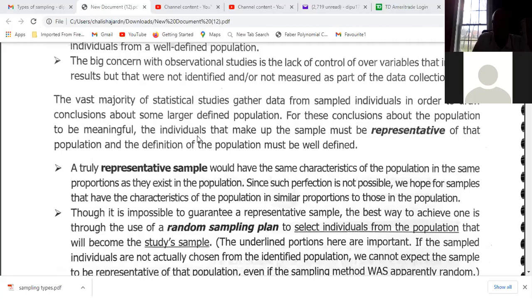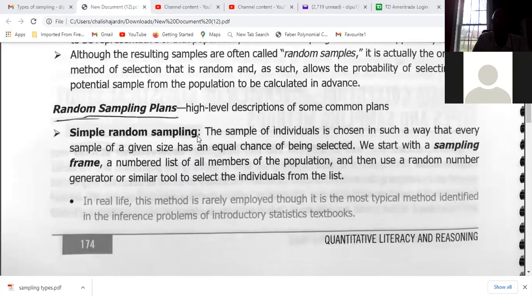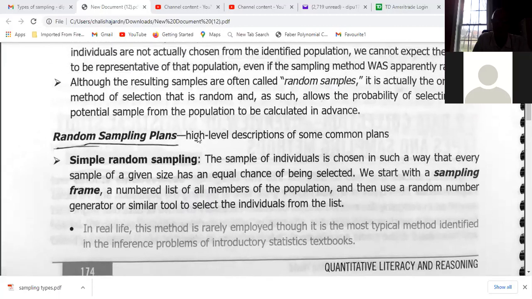So, random sampling plans, we already discussed last time. The first random sampling plan is the simple random sample, and that's what we discussed last time. For the details of simple random sampling, you can consider this part as the beginning, and then go over whatever I taught you today. The sample of individuals is chosen in such a way that every sample of a given size has an equal chance of being selected. That's what we learned yesterday.